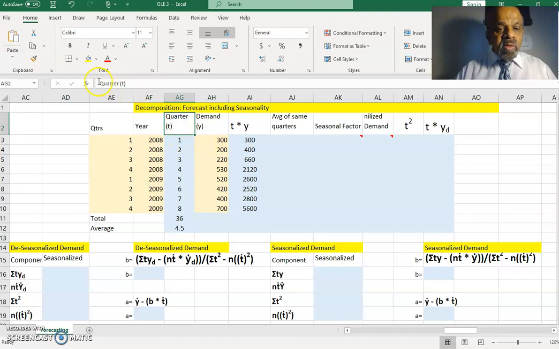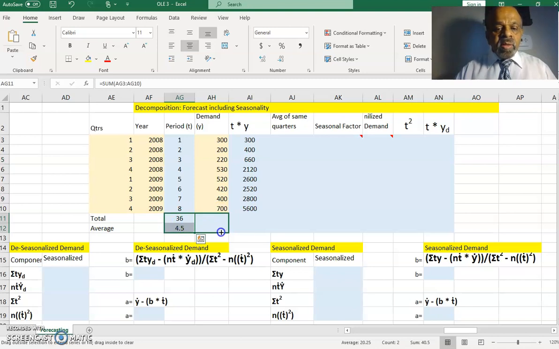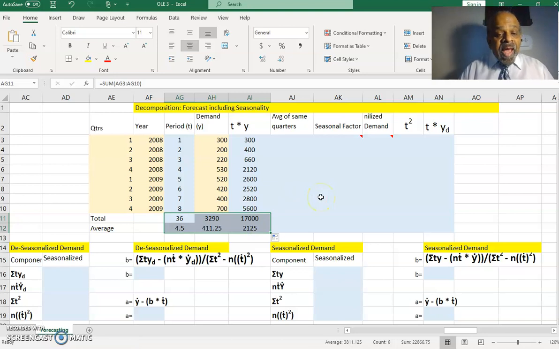I'm going to label this as period. Okay, a little better. Period T. Demand is Y. So I'm going to do the same thing here. I'm going to copy and paste so I can get the total and average for my demand as well as T times Y.